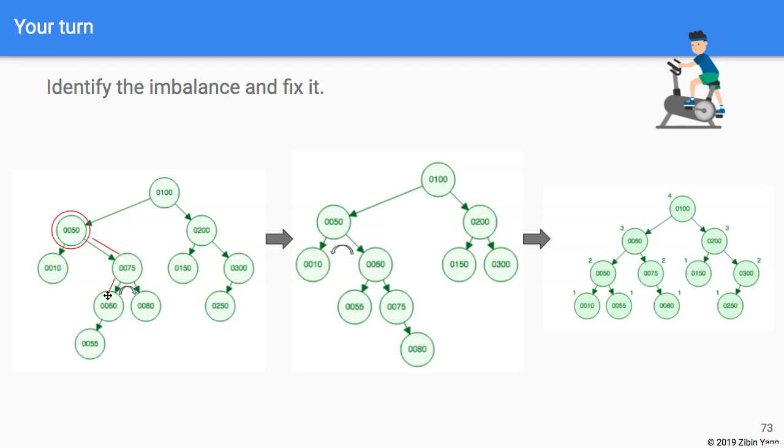So that's a double rotation. The first rotation we do here is a single right rotation. And then we do a single left rotation, and then we finally arrive at a tree that looks almost perfectly balanced.